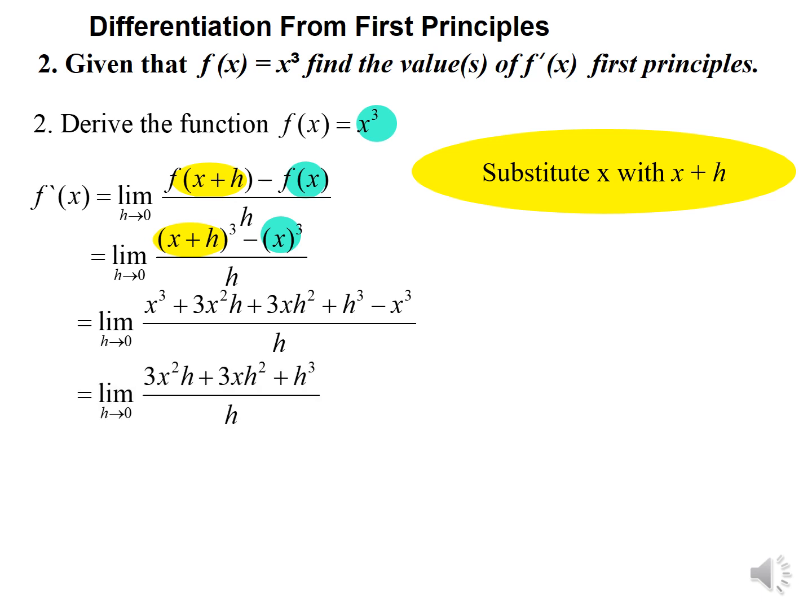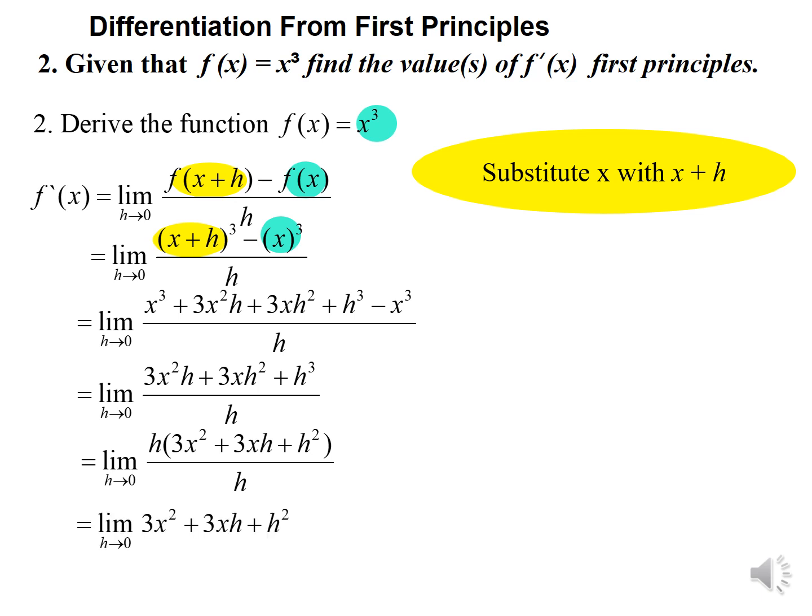You will see that in every term, there is h as a common factor. Factor out h and divide it. Then the remaining h becomes 0 and our answer will be determined. The answer to this question is equal to 3x squared. We have differentiated using the first principles.